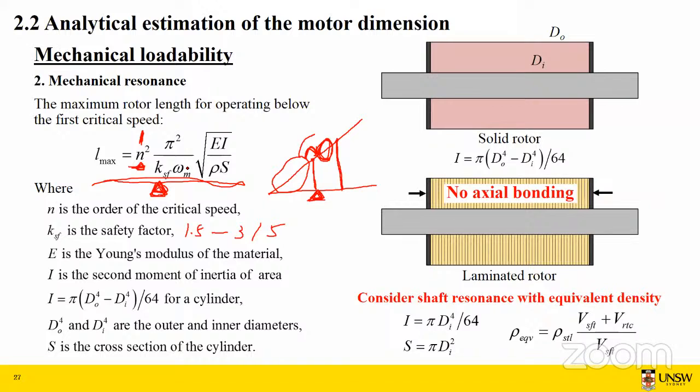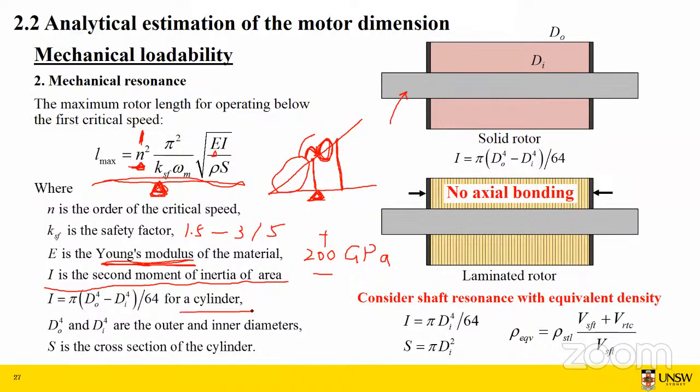This is the mechanical angular speed, which the unit is radian per second. And E is the Young's modulus of the material, okay? For steel, like steel that is used for a shaft, it's normally around 200 gigapascals, plus or minus. I is the second moment of inertia of the area, okay?